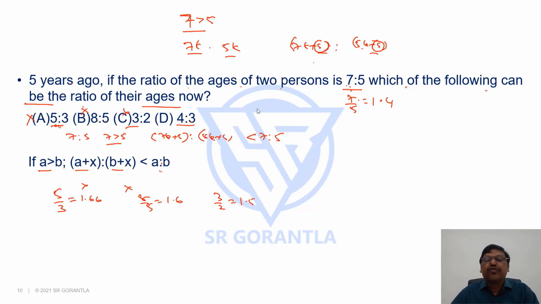Let us take 4 by 3. 4 by 3 is 1.33. The ratio has come down or not? Yes. Because 7 is greater than 5, when you are adding the same number to both the terms, the ratio will be less than 7:5. Hence, the only possible answer is 4:3. Right? So these are a few important points on concepts of ratio.